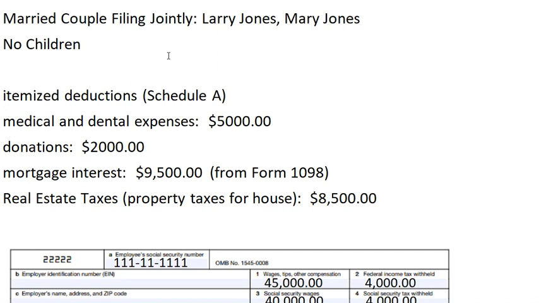For this situation, we have a married couple, Larry Jones and Mary Jones, no children, filing jointly. They have medical and dental expenses totaling $5,000 for the year 2023, and donations to charities, church, and everything. All their donations total $2,000, the mortgage interest from Form 1098 is $9,500, and their real estate taxes are $8,500.